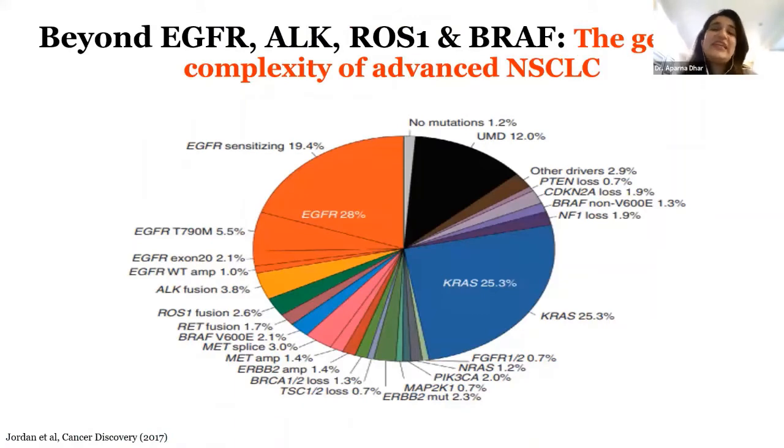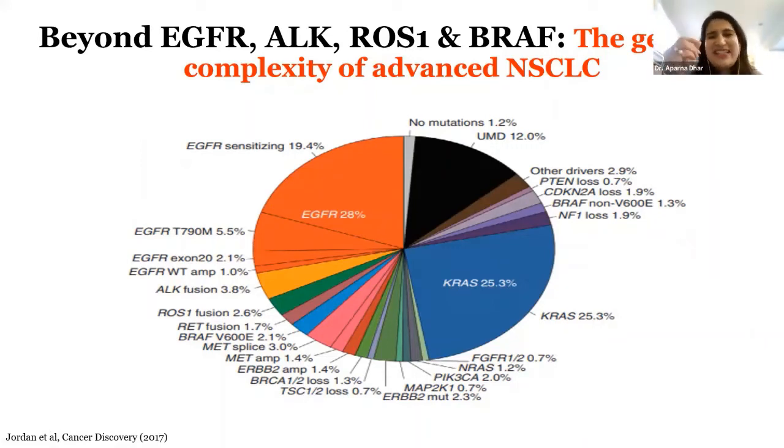So what you see here is a pie chart, which is essentially highlighting all the biomarkers, the somatic aberrations that we see in the adenotype of NSCLC. I just spoke about the most common ones that are there in the guidelines, but apart from that, there is a plethora of these that are available.